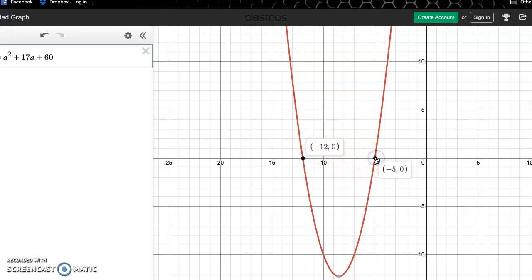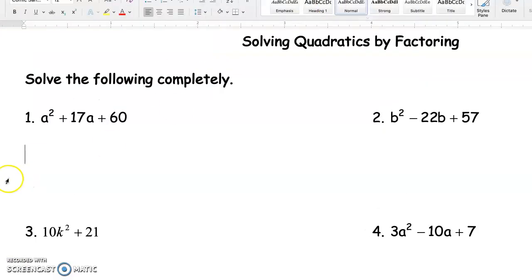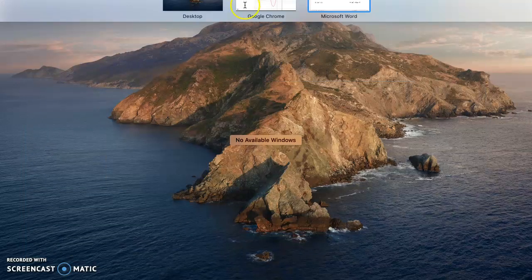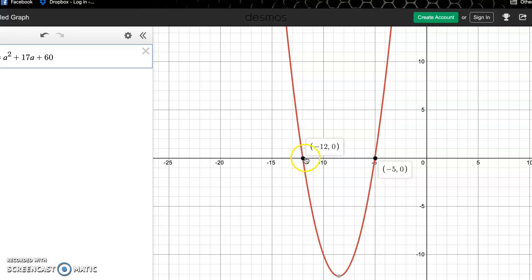Now let's look at the other answer. And here's the x coordinate and the y coordinate. So therefore, I have 2 answers because this graph, quadratic equation graph, goes through in 2 places. So here on my paper, I would go ahead and write a is equal to -12, and also a is equal to -5, because the graph, those are the 2 numbers that will solve the graph.